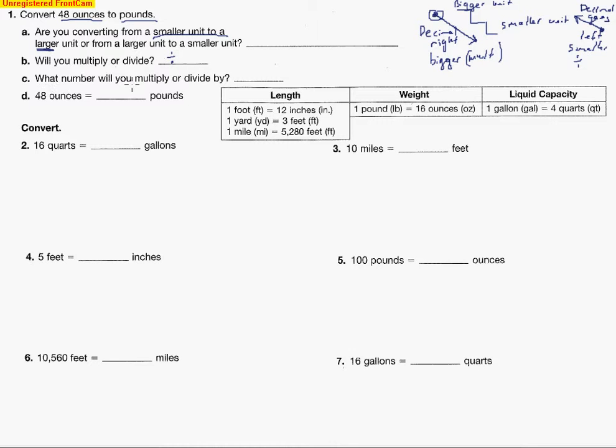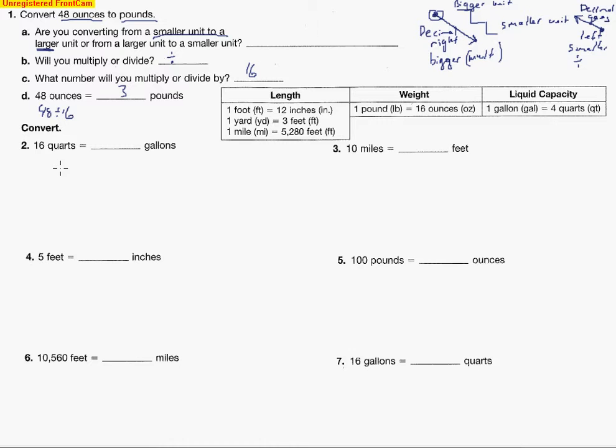And so what number are we going to divide by? Here's where we have to know this conversion factor right here. So we're going to remember that 16 ounces is in 1 pound, so that's what we're going to divide by. And so we just go ahead and do the division. 48 divided by 16, and that gives us 3 pounds. So let's take a look at the next one here.